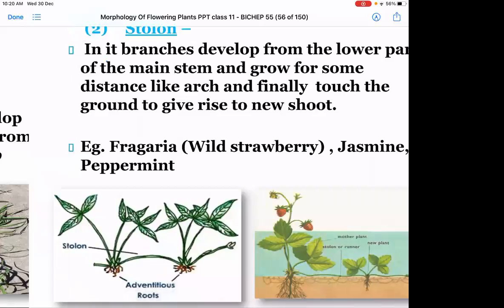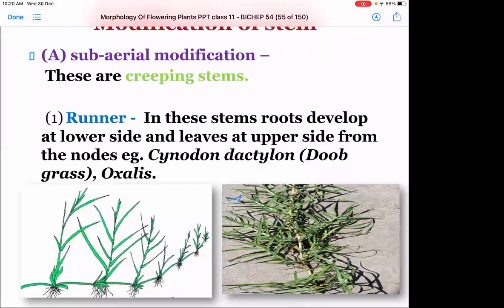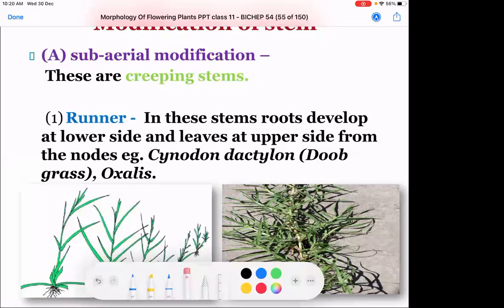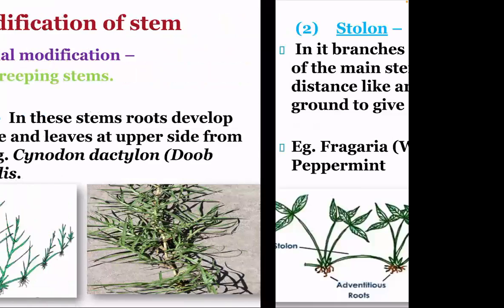I think you forgot to take the screenshot. Please take the screenshot of the first runner. Then stolon.